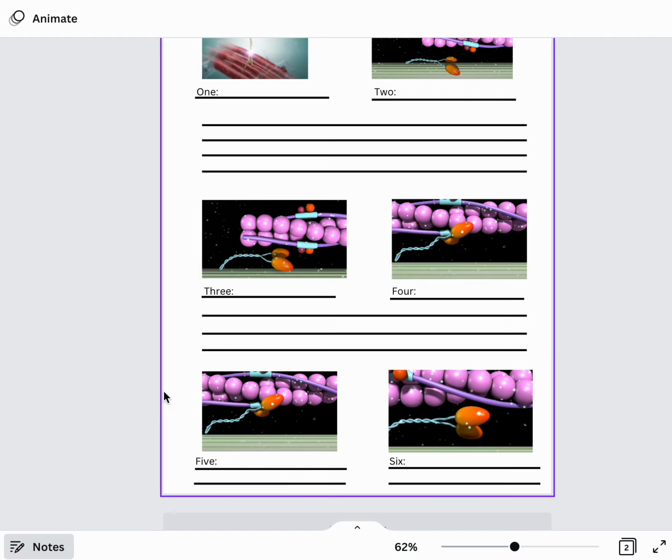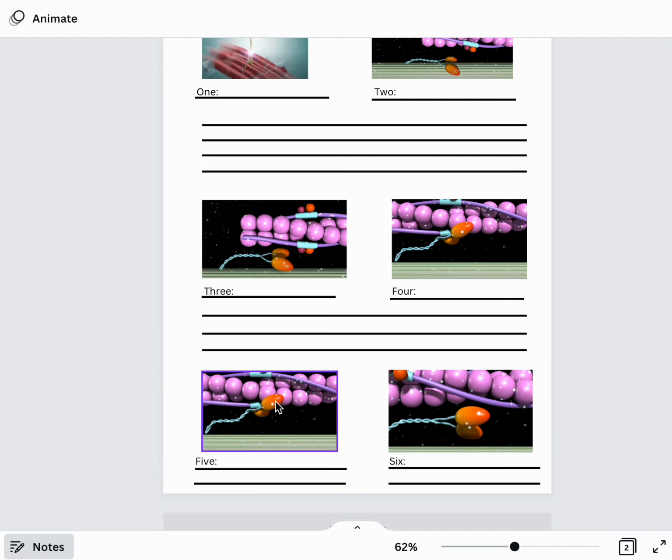Myosin, the spelling of that is M-Y-O-S-I-N, and muscle contraction occurs. Step number 5 is where the actual muscle contraction occurs, because once again, ATP energy is released. The myosin head is able to contract, and the muscle pulls.